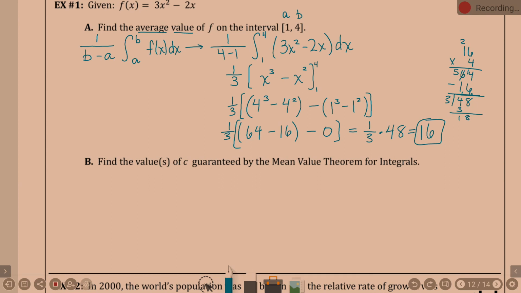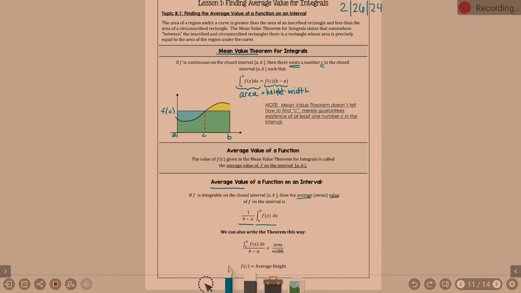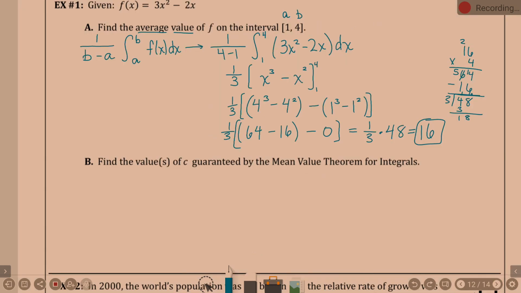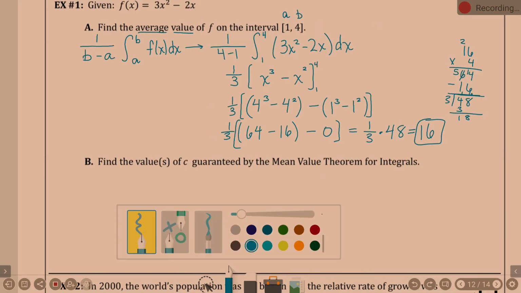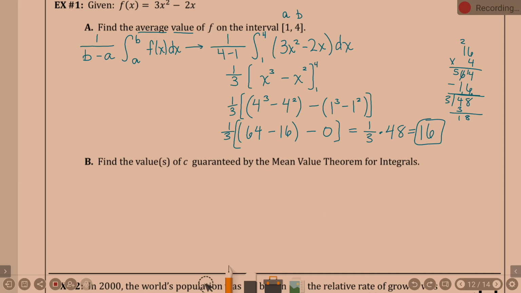Find the value or values of c guaranteed by the mean value theorem for integrals. That's hard enough. Okay, if we think back to this page, mean value theorem of integrals, that's the idea that will find us some c value. Basically you're looking at the area being equal to the height times the width. The area under the curve is equal to the function value times the width of the interval. That's what we are thinking when we go to find this.